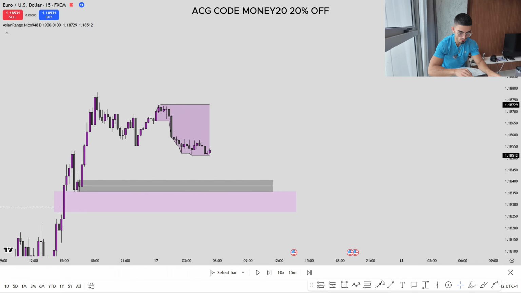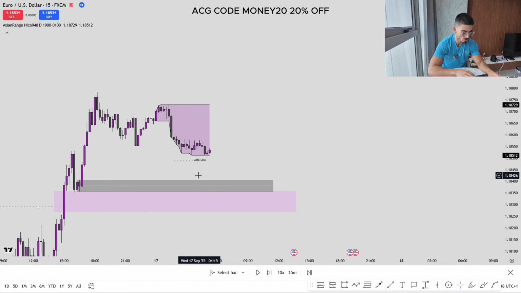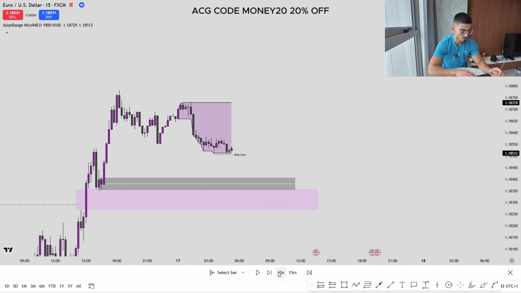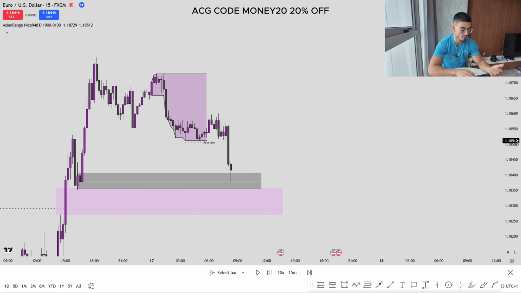So I waited for Asia low to get swept, because that is also a super important thing to do when it comes to trading this strategy. So the Asia low is going to be down here. I waited for that to get swept, and then I looked to enter into the position. Okay, so not yet, but around here, once we saw this volume coming in, that's when I was definitely interested in taking a trade.